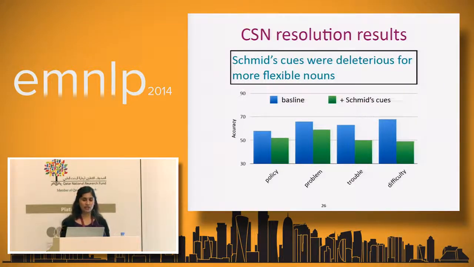And for the shell nouns which are more flexible, that is, which can take a number of syntactic or semantic arguments, Schmidt's cues were deleterious for such nouns. So this suggests that Schmidt's cues are defeasible because they missed a number of cases in our data, but it is possible to improve these cues using crowdsourcing annotation and extracting patterns from a variety of corpora.